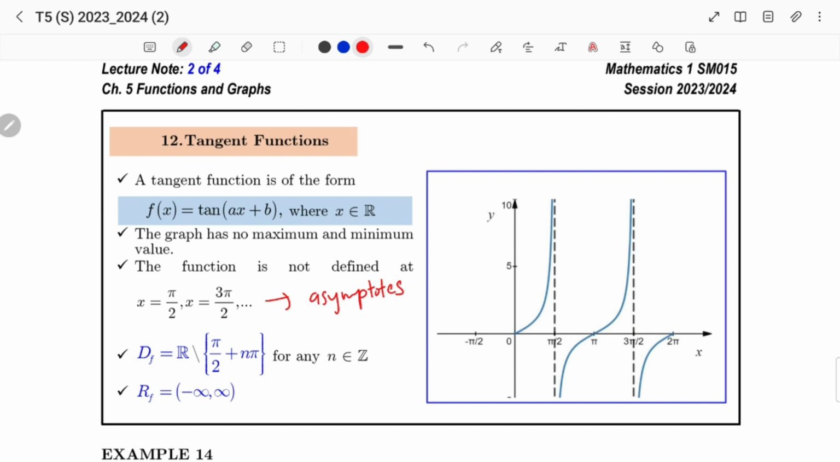The domain for the tangent function is all real numbers except the asymptotes. And the range is always negative infinity up until infinity.